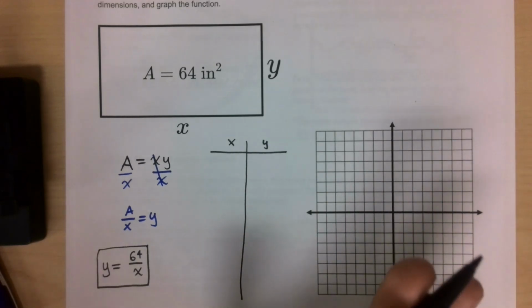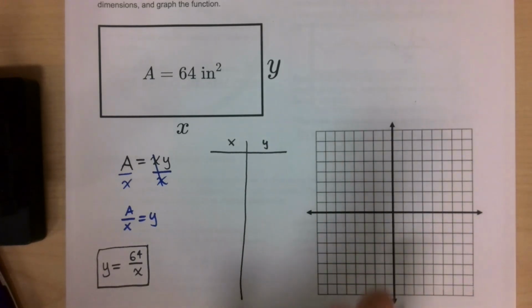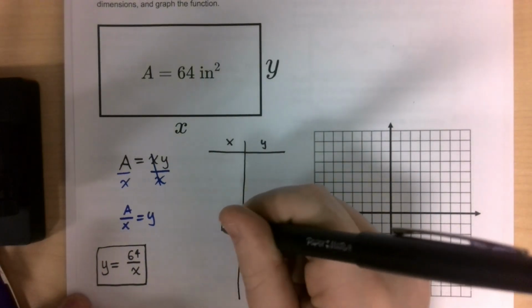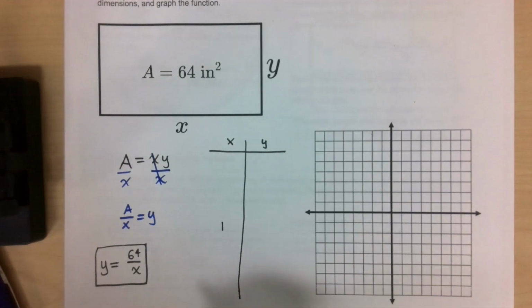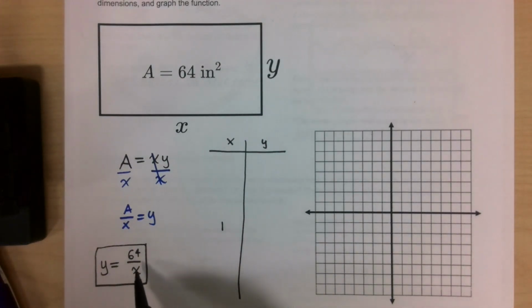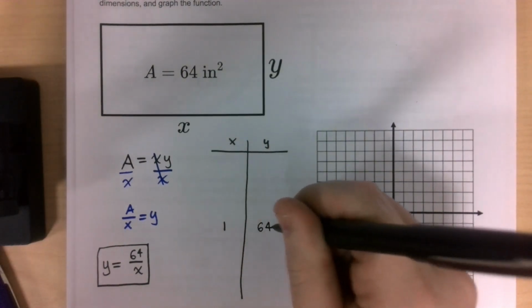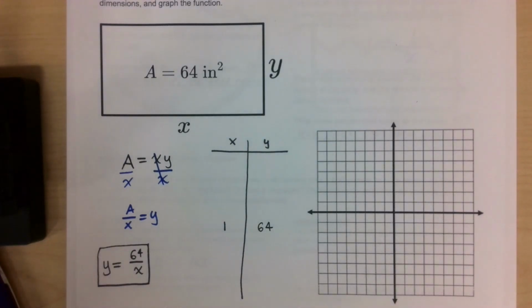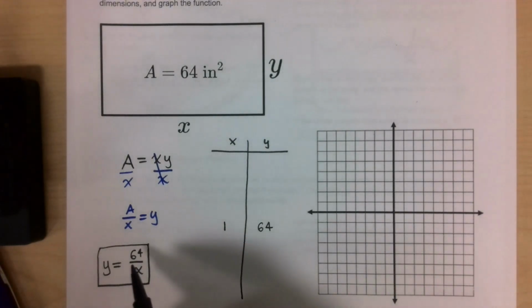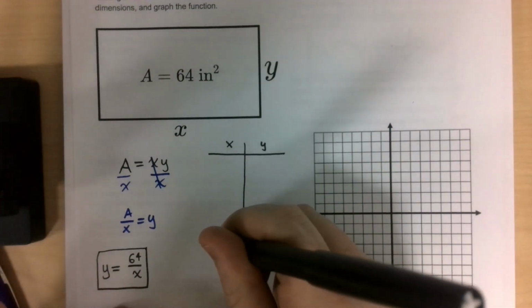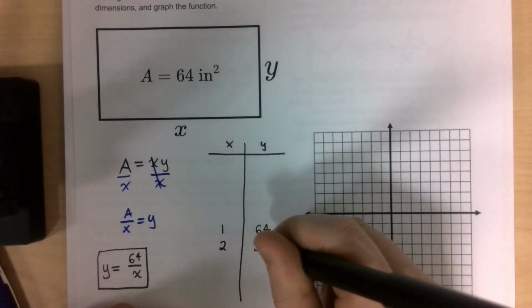I mean, think about it for a second. Let's say I plugged in 1 for x. If x was 1, 64 over 1 is an integer. 64 over 1 is just 64. So we found one of them already. Let's try the next one, 2. Can 64 be divided by 2 and get us an integer? Yeah, 64 divided by 2 is a whole number. It's 32.